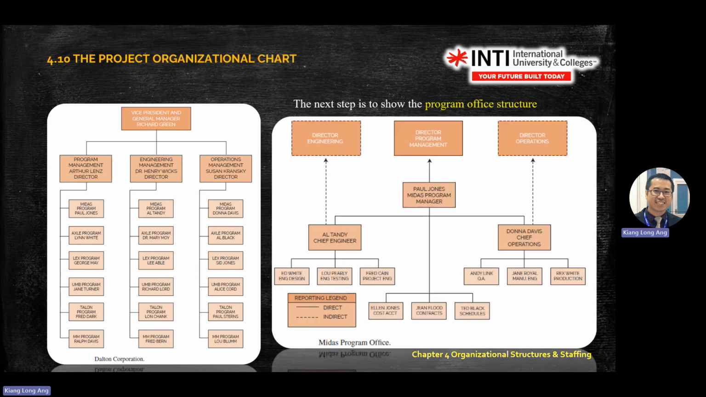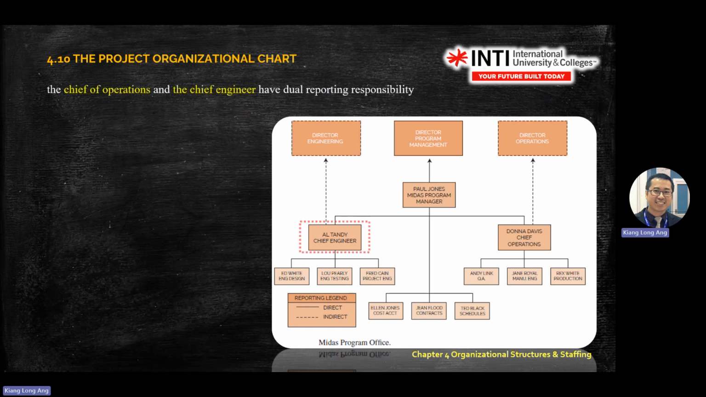Okay. Then another one is more on the office structure. This one is within the Midas program structure, which is internally how they work. The previous one is for customers or in their proposal. But this one is how they really work. They report to a certain person.